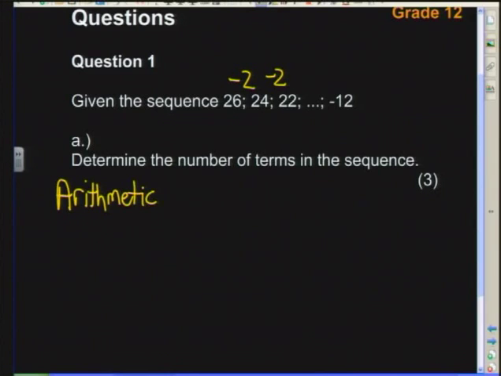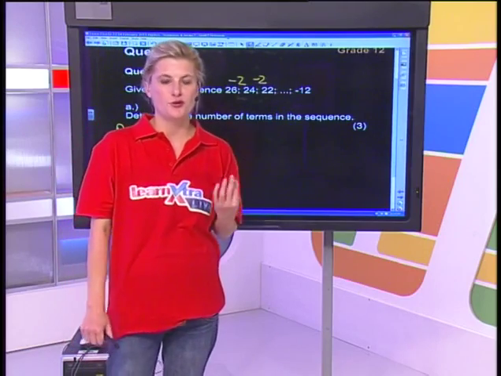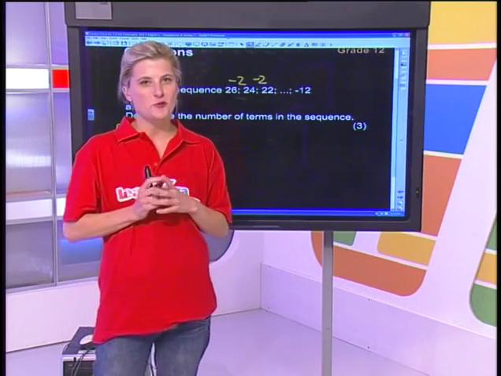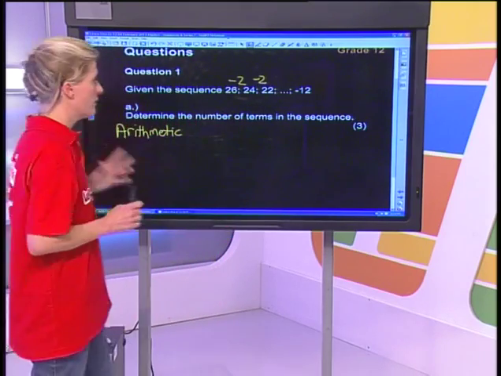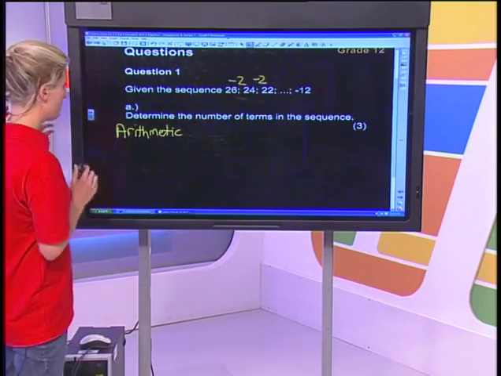And remember why 22 minus 24 is -2, 24 minus 26 is -2 as well. Now, whatever you do, don't start using the formulas for geometric. It's just not going to work, trust me, I know. Right, so let's have a look a little bit further.